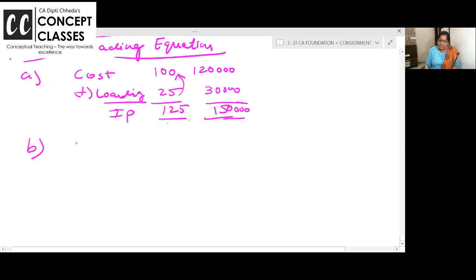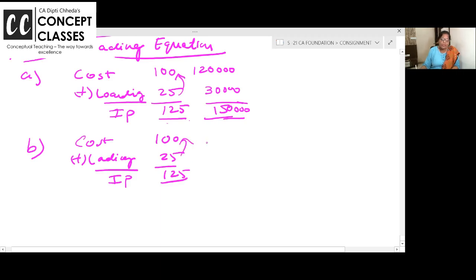Now goods sent are 240 and this time goods are invoiced at 25% above cost. 25% above cost means same. Same. Equation is same. Go on doing this. This is all just for practice. 25% above cost. So 125. And this time cost is given to you, 240.